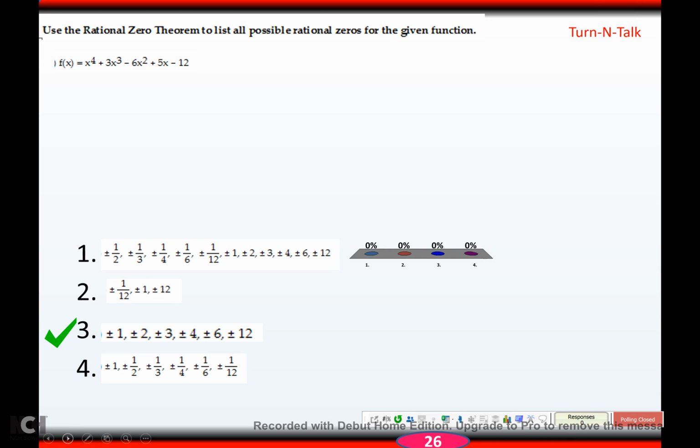Hopefully you got it. So my a sub naught is negative 12. My a sub n is 1. Factors of 12: 1, 12, 2, 6, 3, 4. Factors of 1 are 1. So you have 1 over 1, 12 over 1, 2 over 1, 6 over 1, 3 over 1, 4 over 1. You gotta love it when your leading coefficient is 1. That doesn't make many fractions.